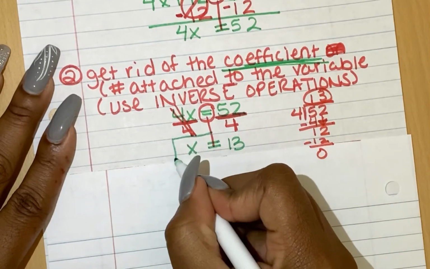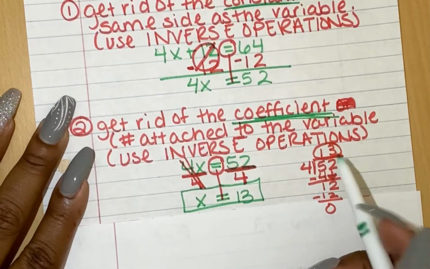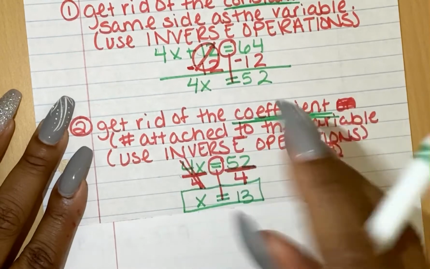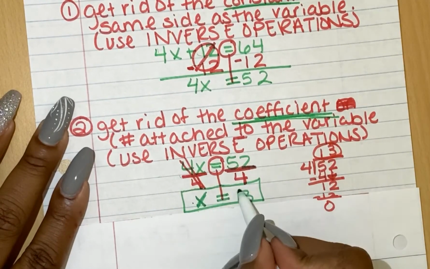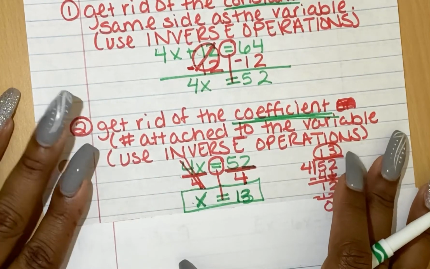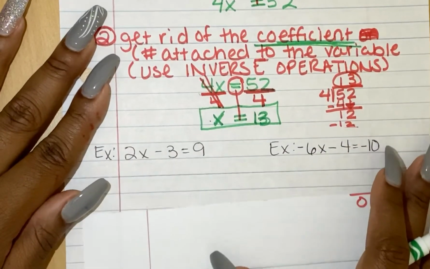Okay? X equals 13. We used inverse operations to get rid of the 12. We got rid of the 4 here and got all the way down to just the variable. The variable is alone. And we got an answer for it. X equals 13. Let's do some examples.